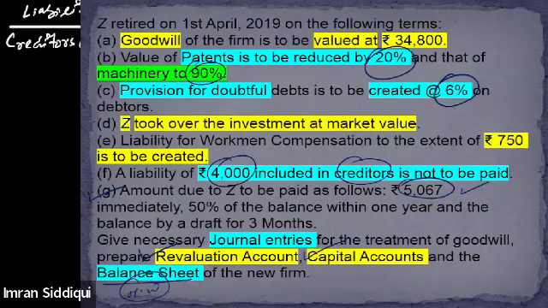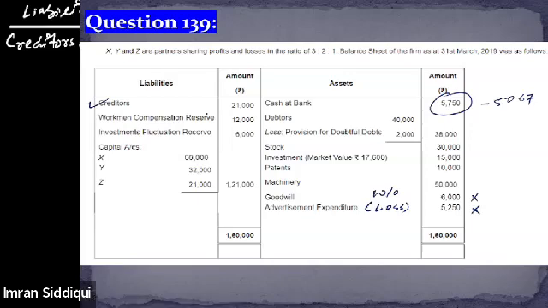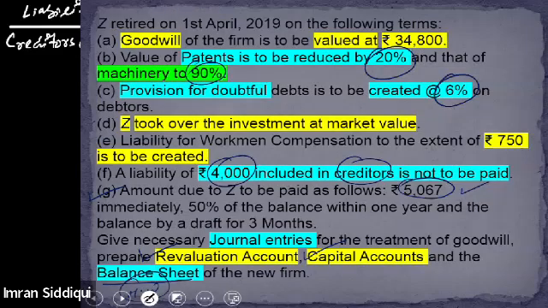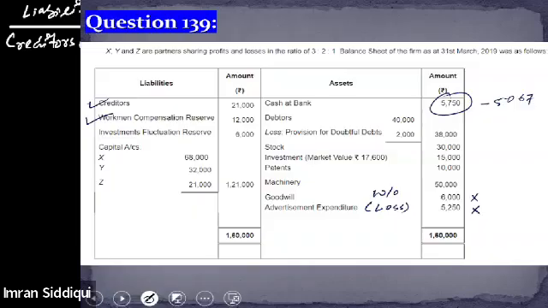Yes, sir. Coming back to the balance sheet liability part again. Workmen compensation is already treated. Workmen compensation reserve has been transferred to the partners after adjusting it toward the claim. The claim was 750 rupees, and we have subtracted 750 out of 12,000. The remaining 11,250 was already distributed in the partner's capital account. Then investment fluctuation reserve is also treated, and the capital fluctuation reserve has already been transferred to the partner's capital account. So we are not required to show these items in the new balance sheet at all. Is that clear, everybody?